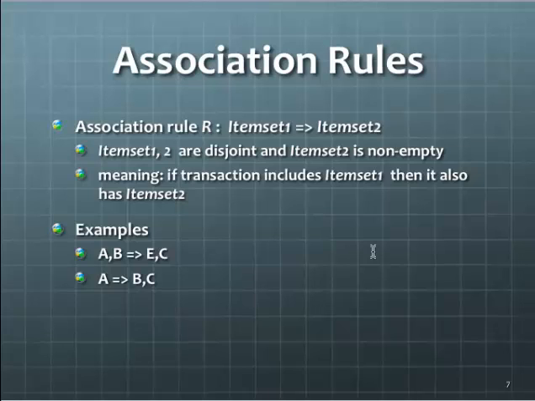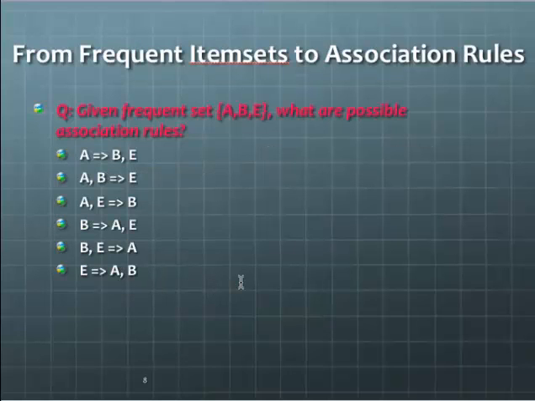So, an example of an association rule that could be generated from the example data is that if a transaction includes itemset A and B, then it also includes itemset E and C. Or if a transaction includes itemset A, then it will also include itemset B and C. Okay, then let's see how to generate association rules from a frequent item set.